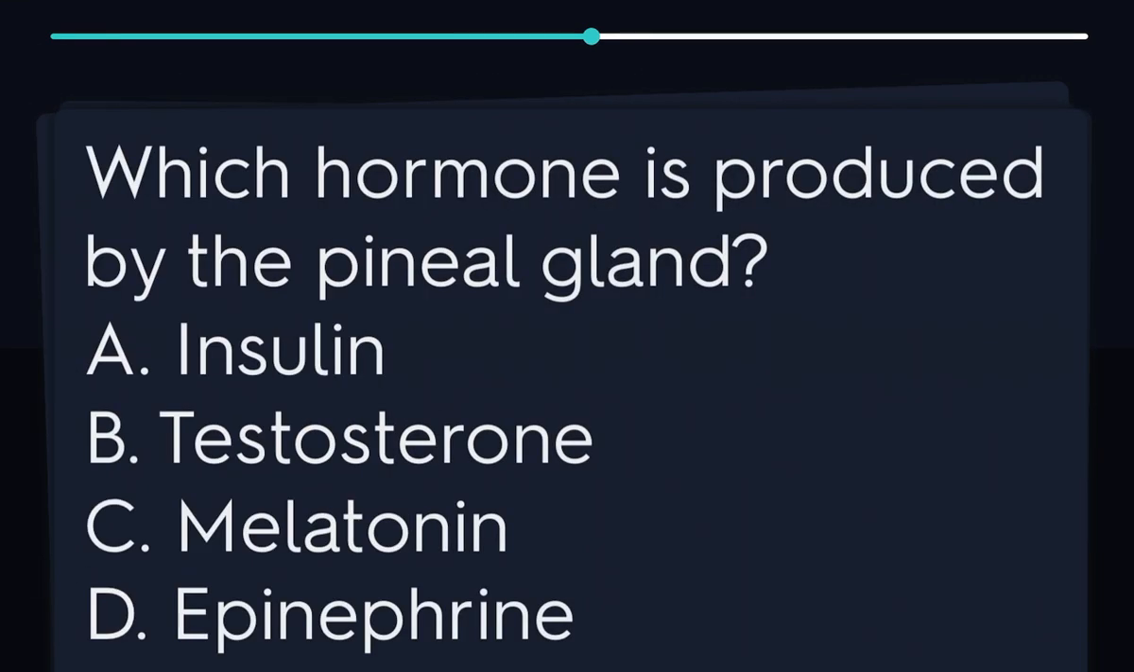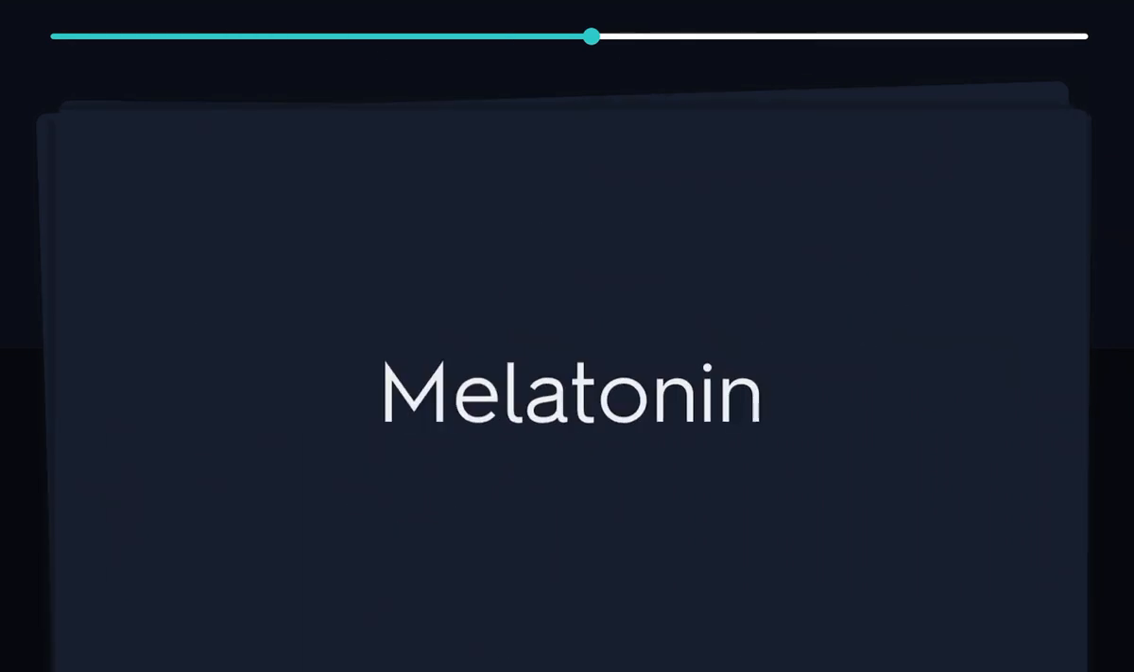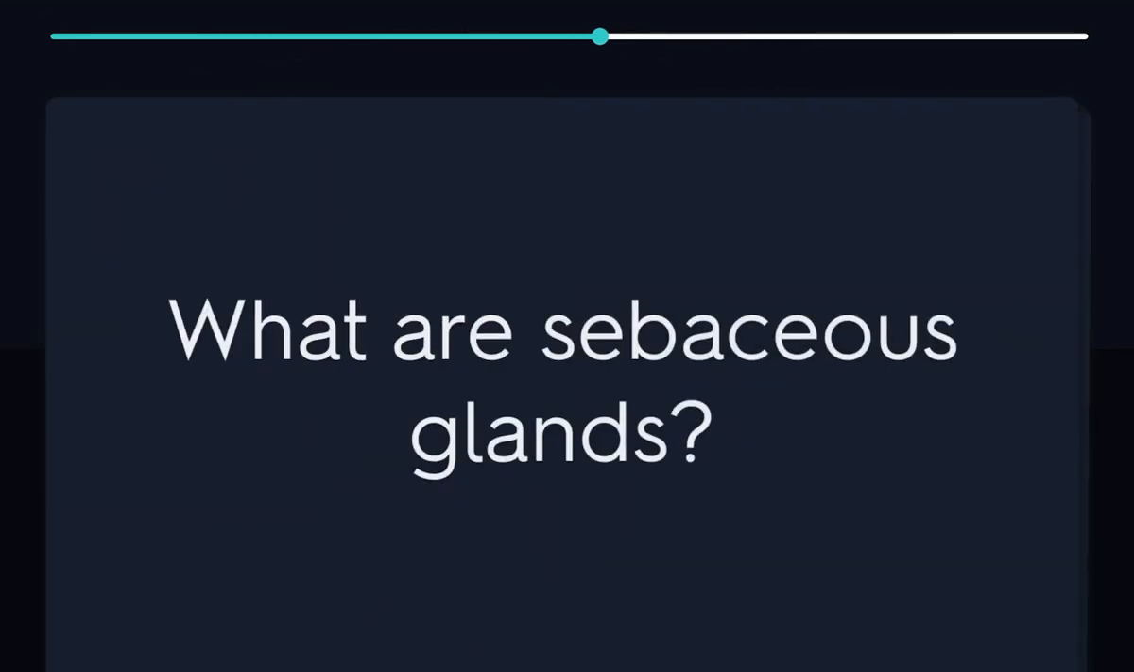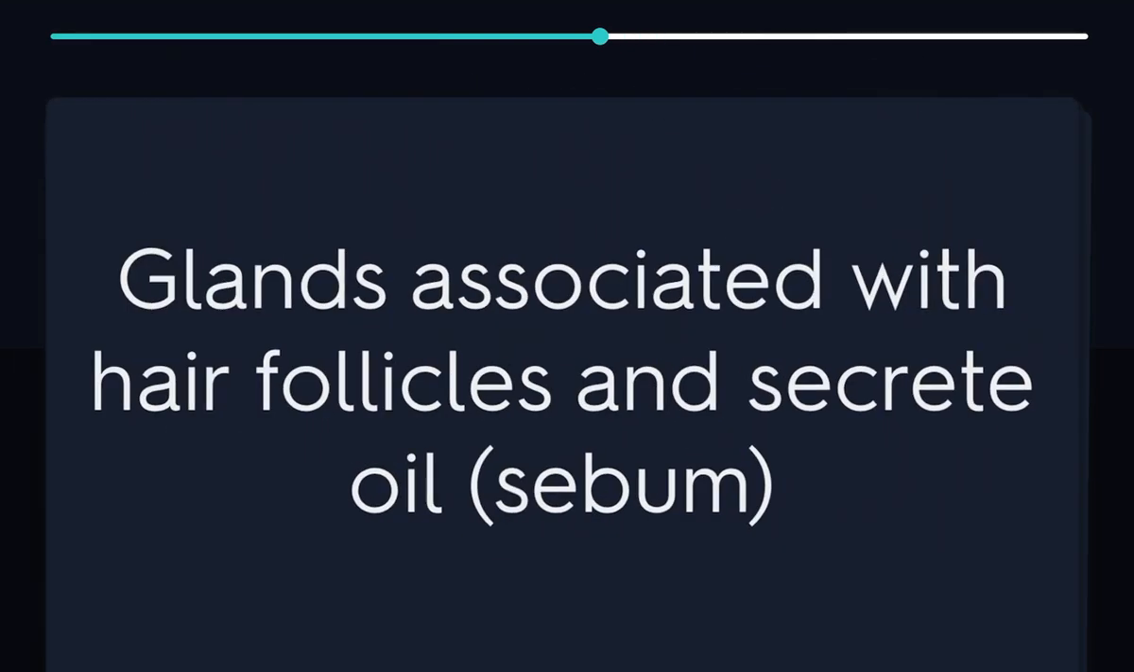Which hormone is produced by the pineal gland? A. Insulin. B. Testosterone. C. Melatonin. D. Epinephrine. Melatonin. What are sebaceous glands? Glands associated with hair follicles and secrete oil.